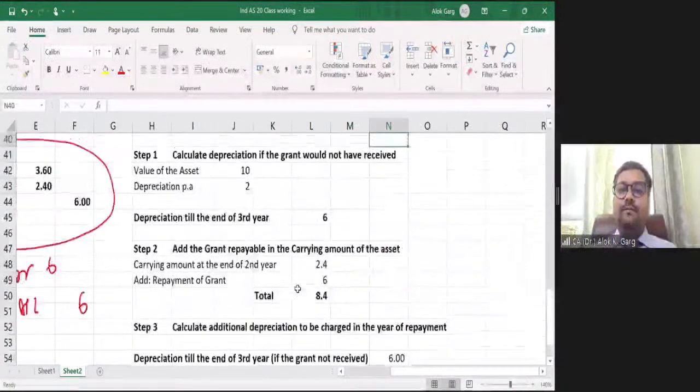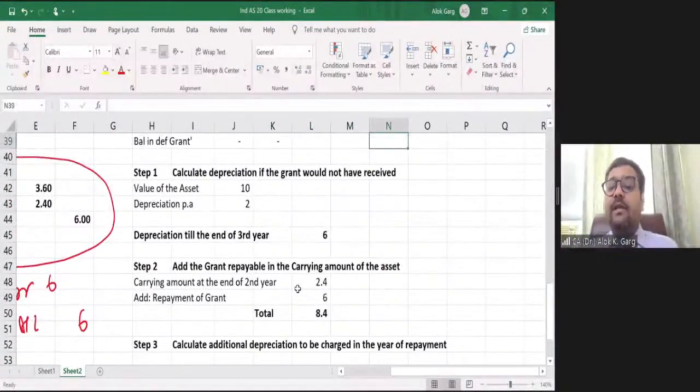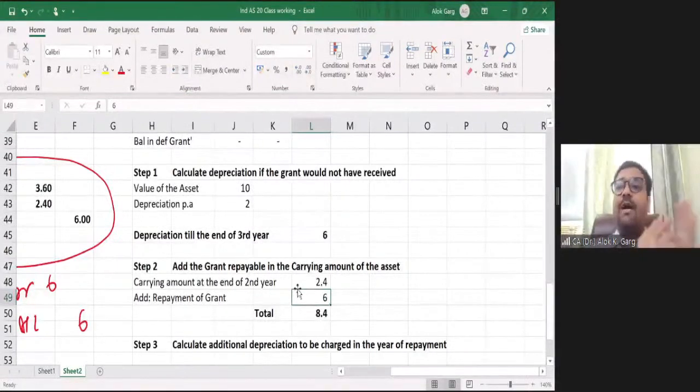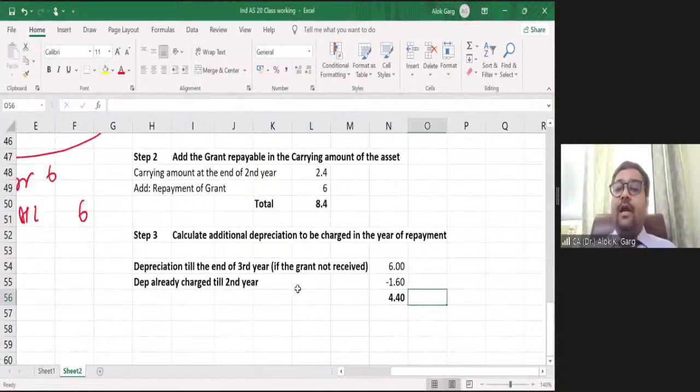So step 1, calculate depreciation if the grant would not have been received. It is 6 lakh. Then you are required to add the grant which is repayable to the carrying value of the asset. Why? Because we are repaying the grant. It means if we had not received the grant, of course this would form part of the cost of the asset only. Then we need to see how much excess depreciation is required to be charged.